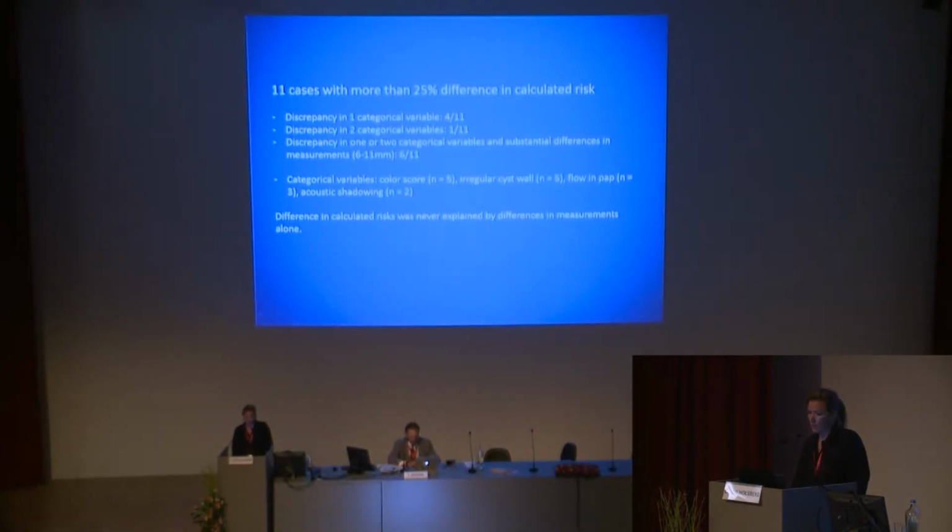In 11 cases, there was more than 25% difference in the calculated risk, and this was due to a discrepancy between the examiners in one categorical variable in 4 cases, in 2 categorical variables in one case, and a discrepancy in 1 or 2 categorical variables plus a substantial difference in measurement in 6 out of the 11 cases. The categorical variables where there was disagreement were color score, regularity of the cyst wall, flow in a papillation, and acoustic shadowing. The difference in the calculated risk was never explained by differences in measurements alone.